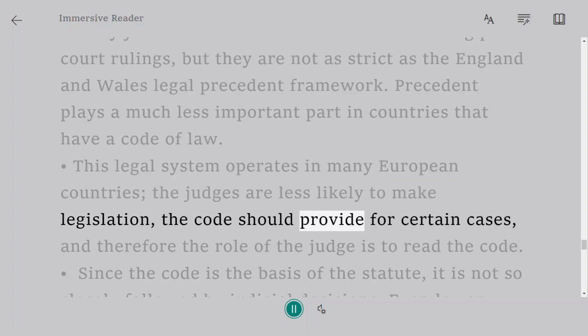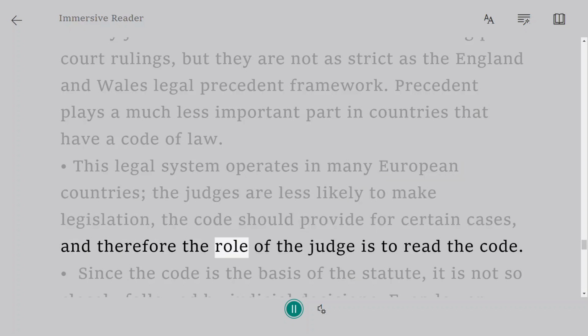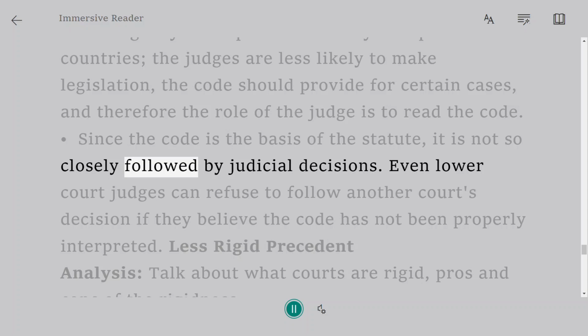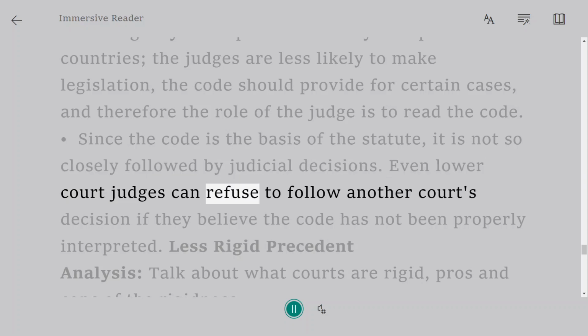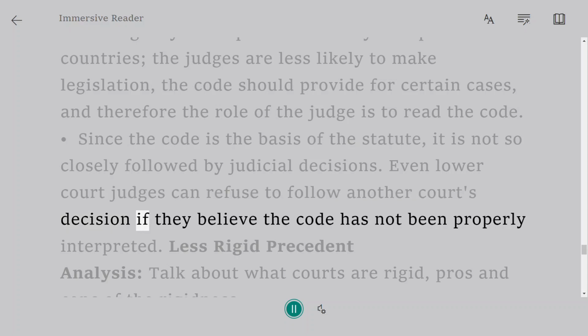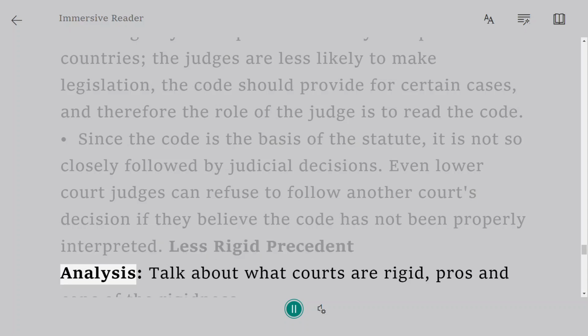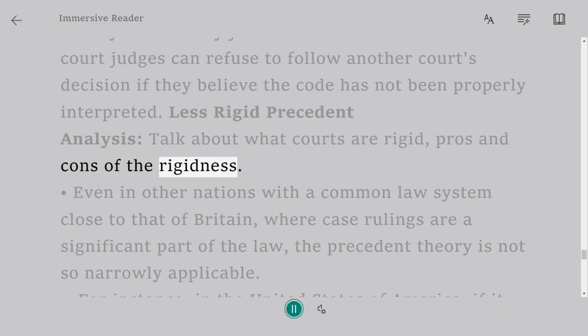The code should provide for certain cases, and therefore the role of the judge is to read the code. Since the code is the basis of the statute, it is not so closely followed by judicial decisions. Even lower court judges can refuse to follow another court's decision if they believe the code has not been properly interpreted. Less rigid precedent. Analysis. Talk about which courts are rigid, and the pros and cons of the rigidness.